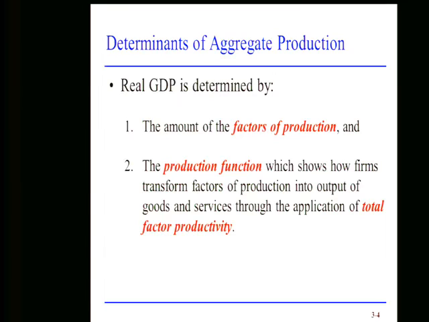How many workers? How much machinery? How many buildings? How much raw material inputs? Factors of production come into the production process. The second thing that it depends upon is the production function itself. The production function simply tells us what combinations of the factor inputs we can use.